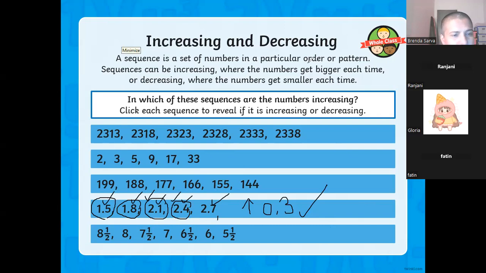Wait. Ranjini, when you put them minus means going down. Okay. So if you put an addition symbol, that means it's going up. If you put a subtraction symbol, it means it's going down. So be careful with your symbols. Okay. Now, how about the last one? 8.5, 8, 7.5, 7, 6.5, 6. Then 5.5. Tell me what's the pattern. What's the pattern for the last question?